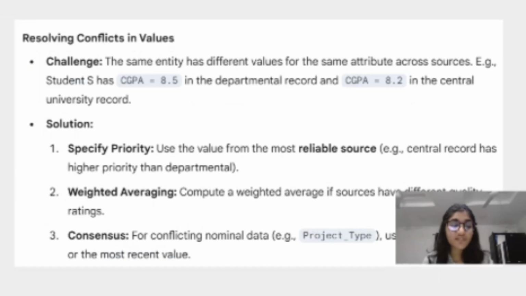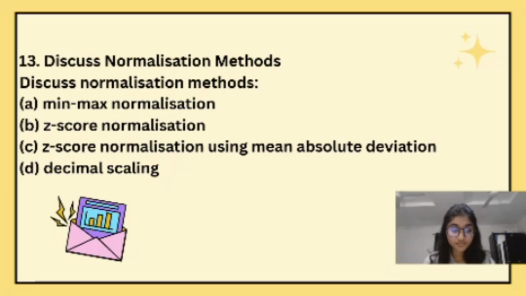Then resolving conflicts in values. The same entity has different values for the same attribute across sources. Example, a student S has a CGPA of 8.5 in the departmental record and a CGPA of 8.2 in the central university record. Firstly, specify priority: use the values from the most reliable source. Then weighted averaging: compute a weighted average if sources have different quality ratings. Then consensus: for conflicting nominal data, use the majority vote or the most recent value.